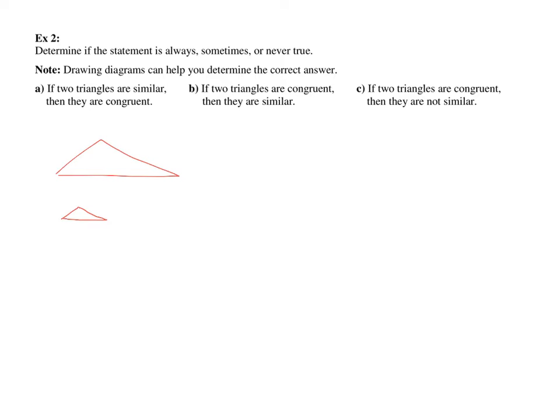I got these angles are congruent. Now the angles are the same, but are the side lengths the same? No. So if two triangles are similar, then they are congruent. Well, I could have this situation too. I could have this.